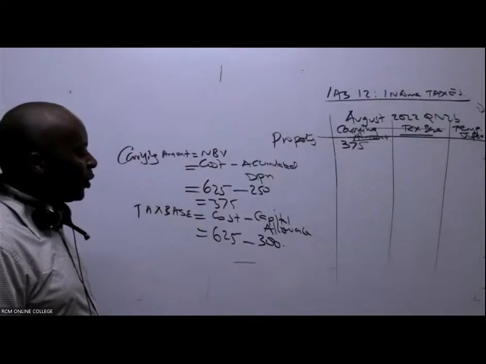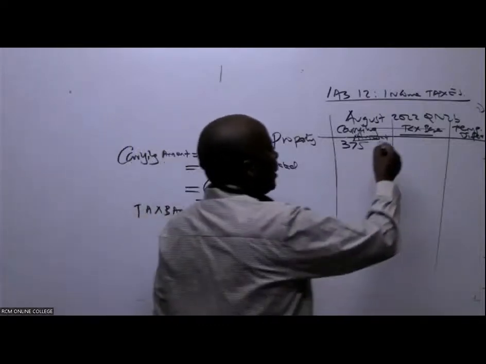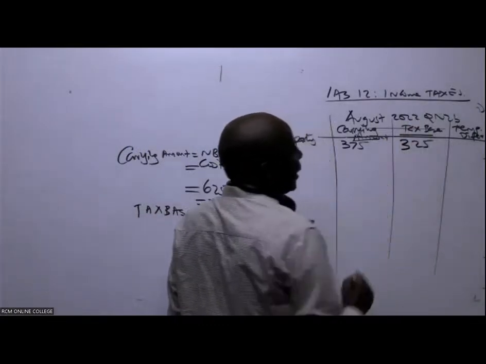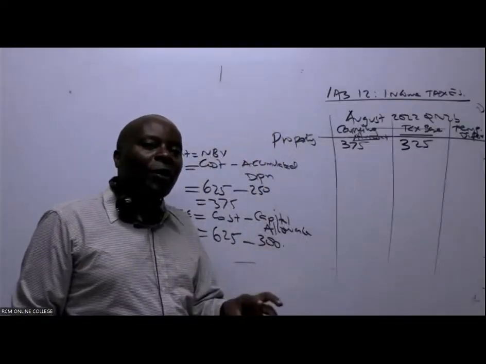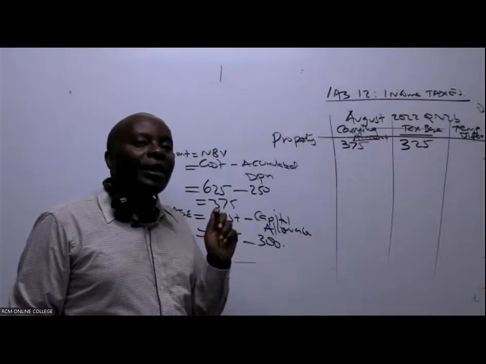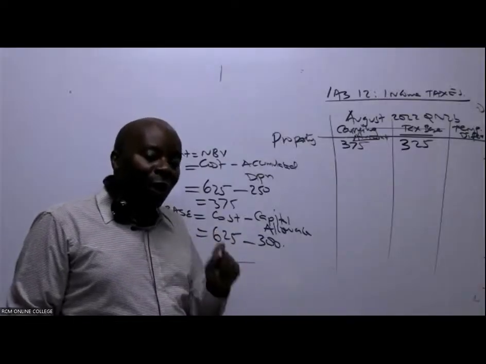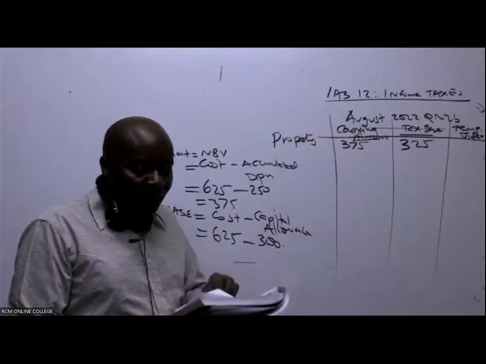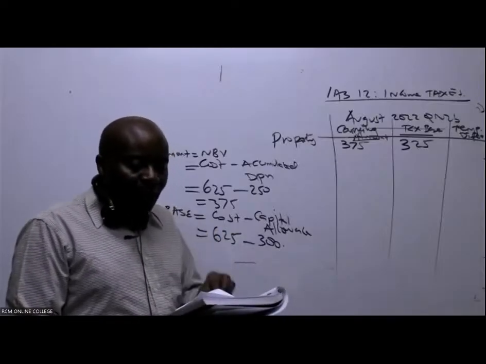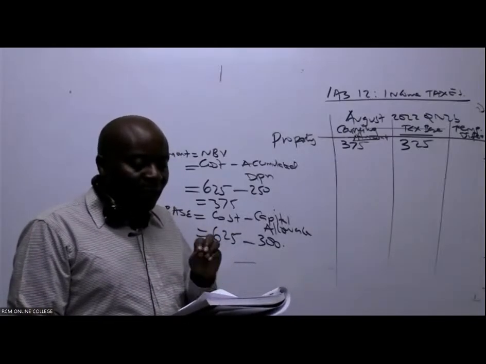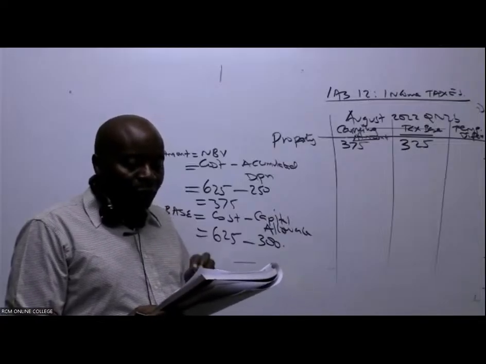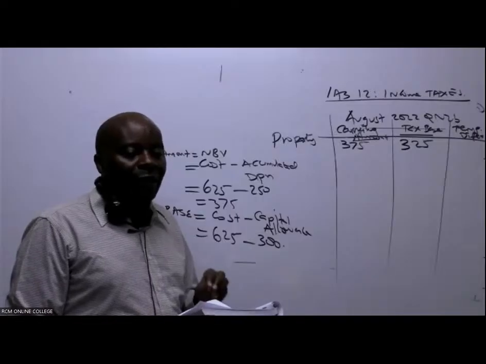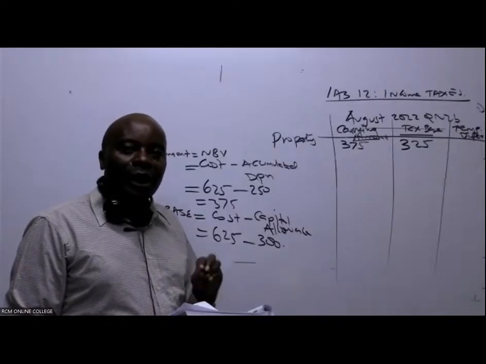So 625 minus 300 gives me what here? 325 tax base. 325. So I'm on the verge of straight away thinking about how do I get this temporary difference? But before I do that, there is now a problem. We are told on 30th April 2022, the property, plant, and equipment was revalued to shillings 575. So there is a revaluation.